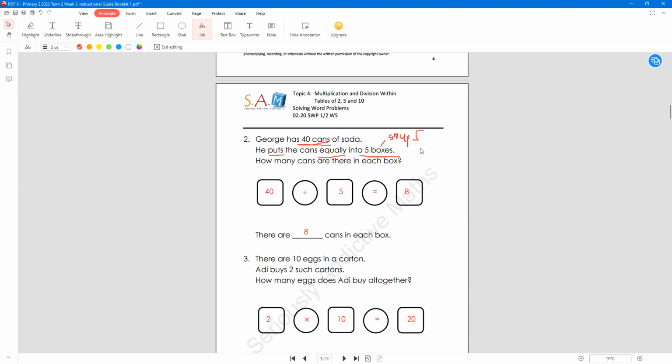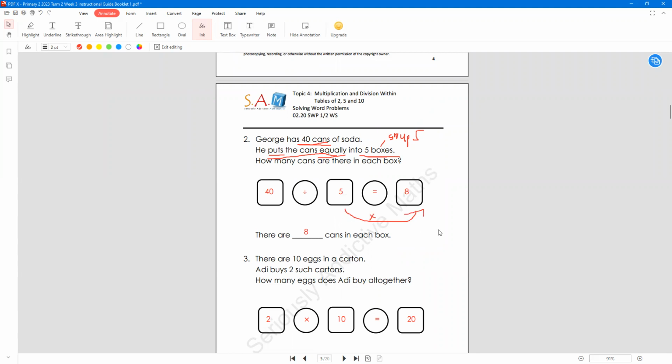Would that be a multiplication or division question? When you put equally, you are sharing equally. So they should be able to say it's division. So it's 40 divided by 5 equals 8. Now, many of them would probably not know yet that 40 divided by 5 equals 8. So they need to try a couple of ways. So they may do 5 times which number? We'll give them 40.